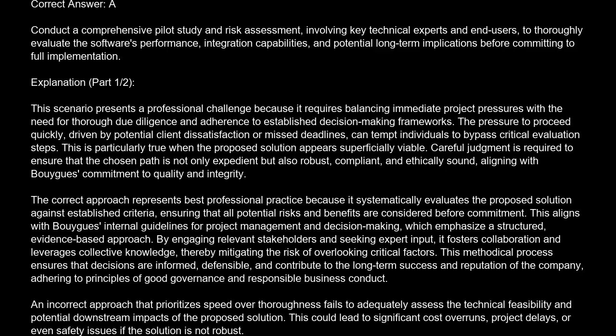The correct approach represents best professional practice because it systematically evaluates the proposed solution against established criteria, ensuring that all potential risks and benefits are considered before commitment. This aligns with Bouygues' internal guidelines for project management and decision-making, which emphasize a structured, evidence-based approach. By engaging relevant stakeholders and seeking expert input, it fosters collaboration and leverages collective knowledge, thereby mitigating the risk of overlooking critical factors. This methodical process ensures that decisions are informed, defensible, and contribute to the long-term success and reputation of the company, adhering to principles of good governance and responsible business conduct.